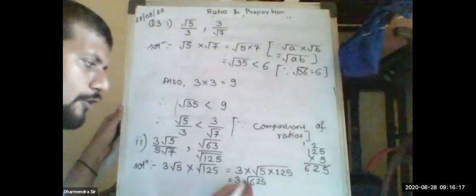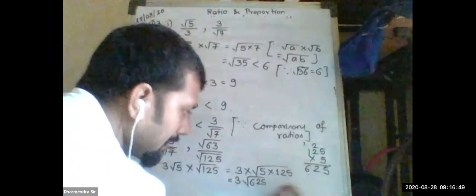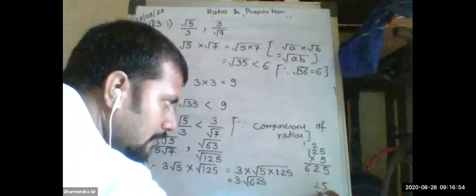I'm writing 3 and not writing a sign in between, which means that if we don't have any sign in between, it is assumed that they are in the form of multiplication. Until and unless we put any sign here, we should not assume any other sign. Now, also we know that 625 is given by 25 into 25.